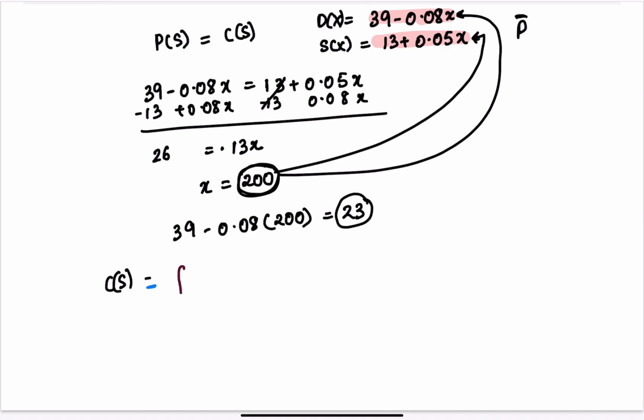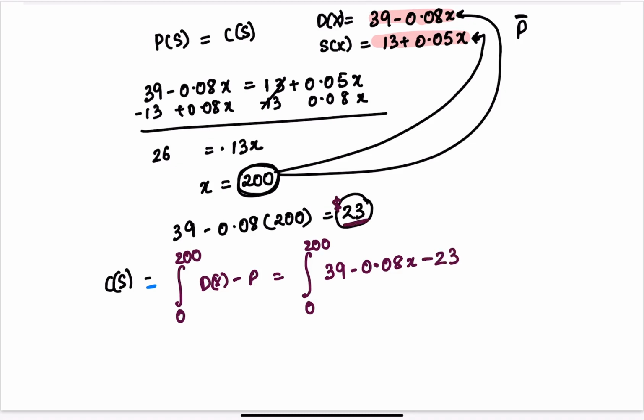Let me use this one. It's 0 to 200, and the formula was the integral of dx minus p. So my dx here is 0 to 200, 39 minus 0.08x. What's the price? The price was $23, minus 23, whole thing dx. So this is 16.